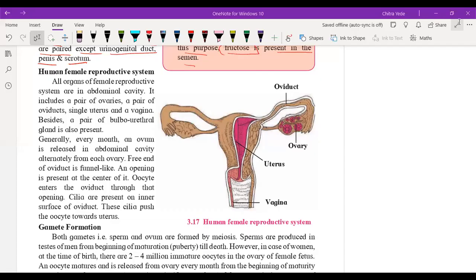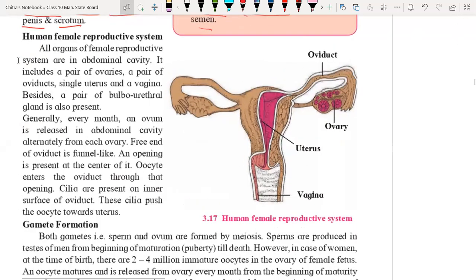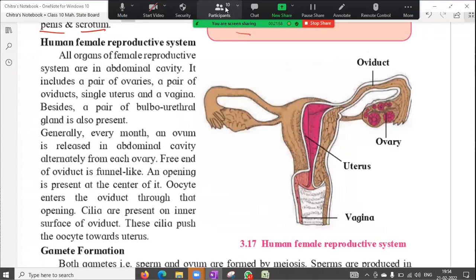Now we are going to understand the human female reproductive system. Again, it is very important. Wait, someone is in the waiting room.